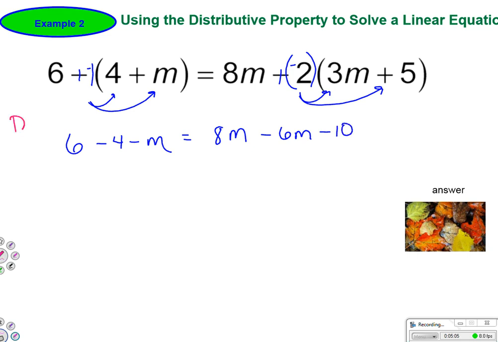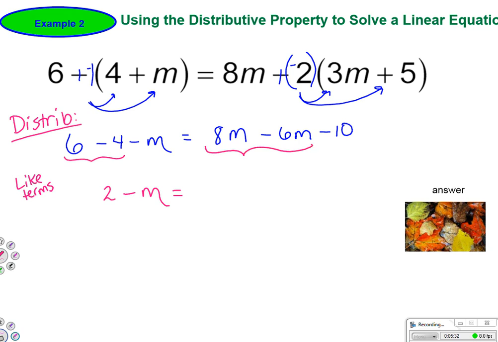So we did distributive step first, just like order of operation, right? Do the parentheses first. Next, let's move to multiplication and division. I don't see any. Now let's put like terms together. Simplify those. So I'm going to pull this together. 6 minus 4 is 2 minus m equals, these are like terms, 8m minus 6m gives me 2m, and then I've got the minus 10.